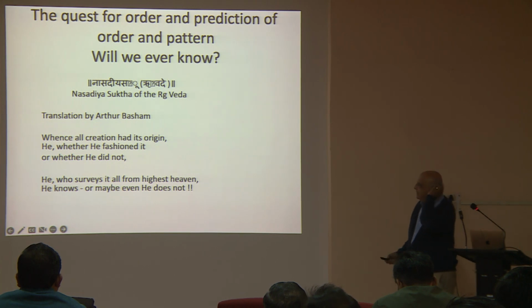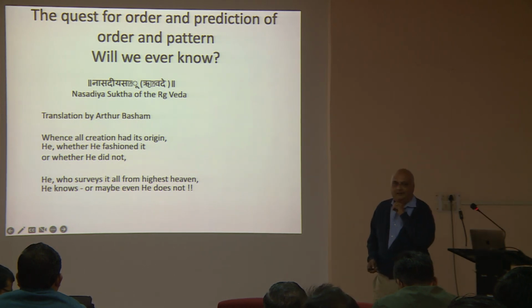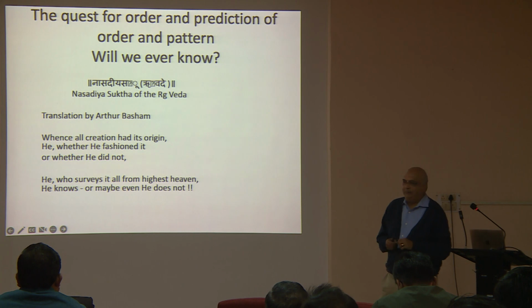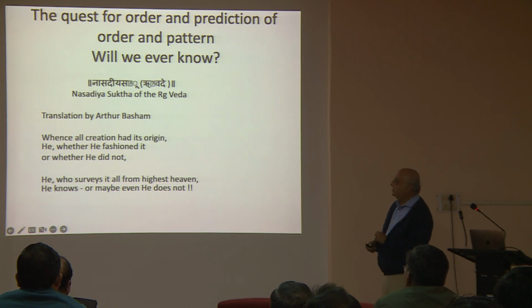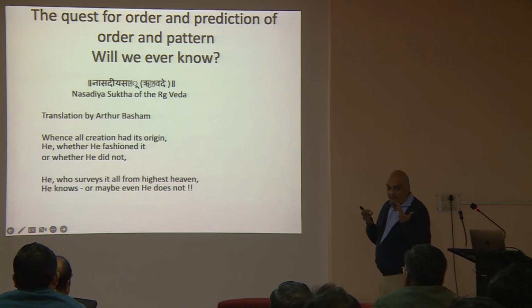I wanted to end with this last poem taken from the Rig Veda, the Nasadiya Suktam. It's a translation by Arthur Basham, who has done a very nice translation. And in this, we wonder, what is the cause of patterns? What is the cause of all this?